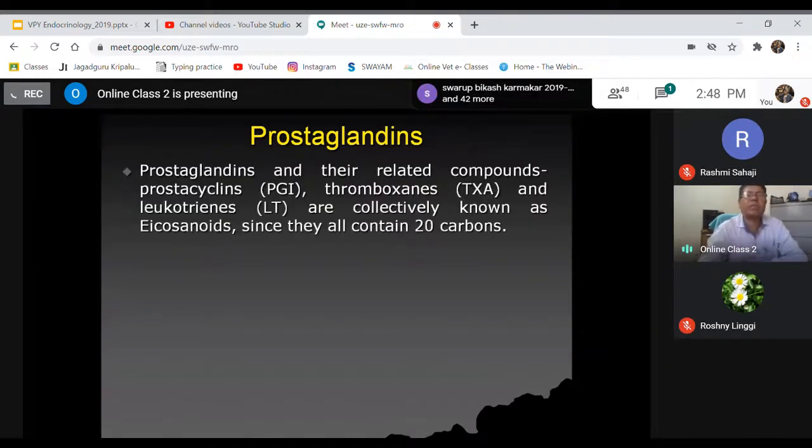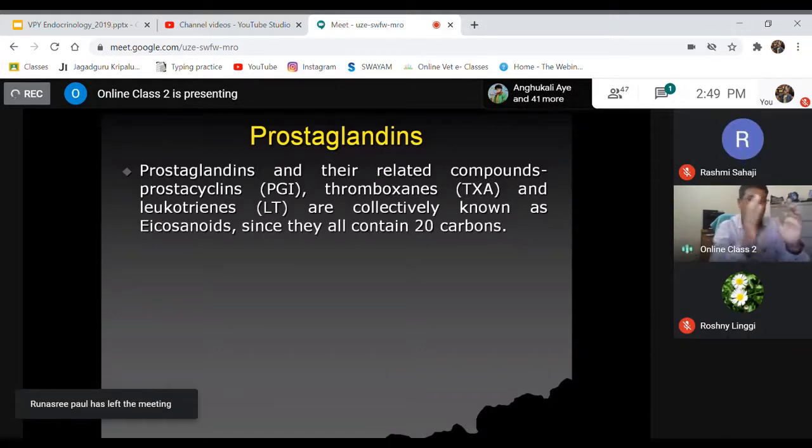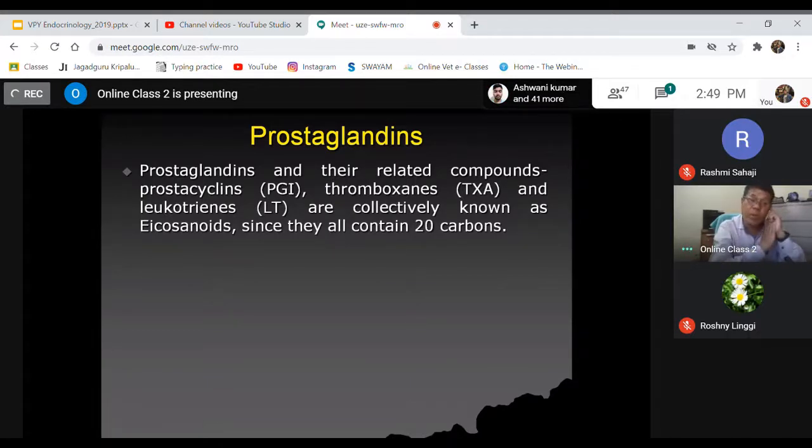So, prostaglandins and their related compounds. The other related compounds are the prostacyclins, then thromboxanes and leukotrienes. These are collectively known as the eicosanoids. Why are they called eicosanoids? Because the number of carbon atoms present in this group of compounds is 20. Since the number of carbon atoms present is 20, it is collectively called the eicosanoids.